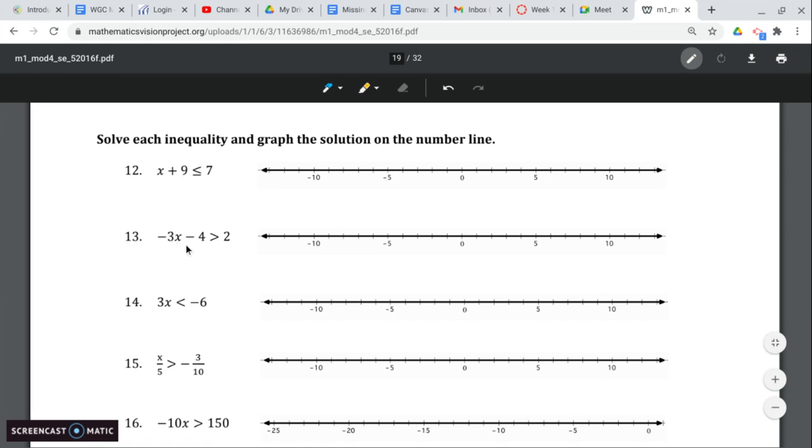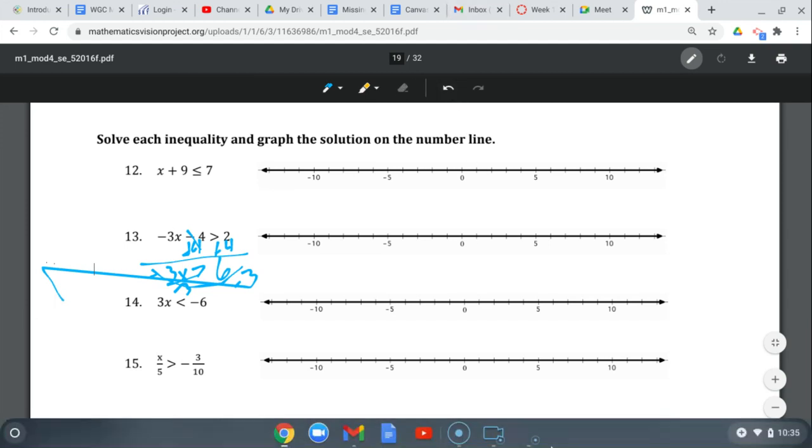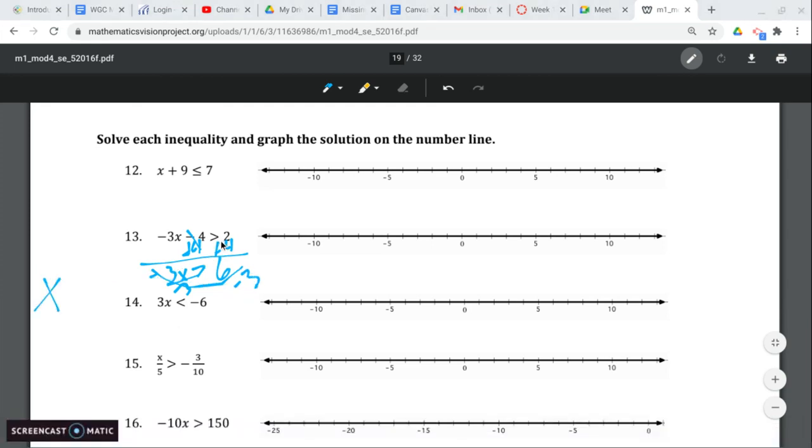So we have negative 3x minus 4 is greater than 2. So we start by adding 4. So we have negative 3x is greater than 2 plus 4 is 6. Then we divide by negative 3. What happens when we divide by a negative? It flips the inequality. So we're going to have x, our original inequality was greater, so now it's going to be less than. And then 6 divided by negative 3 is negative 2.